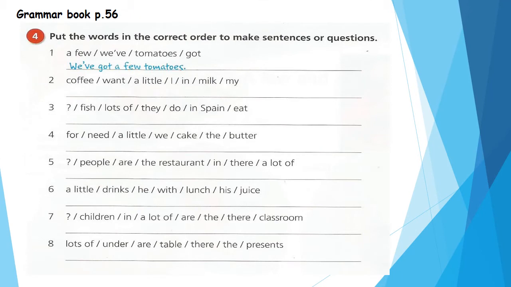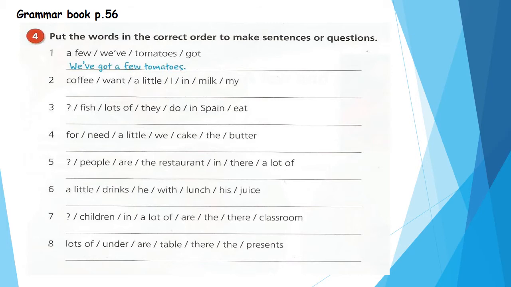Okay, your grammar book, page 56. Put the words in the correct order to make sentences or questions. Number 1 is already answered. A few, we've, tomatoes, got. We've got a few tomatoes.